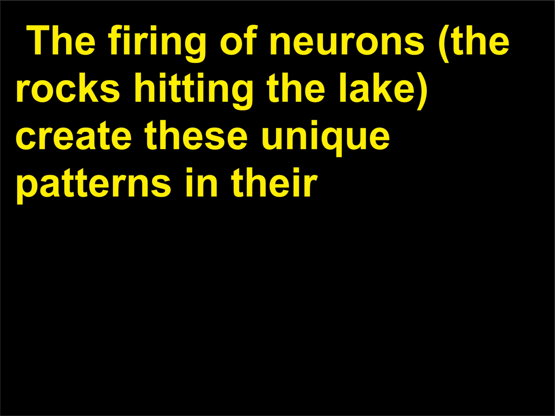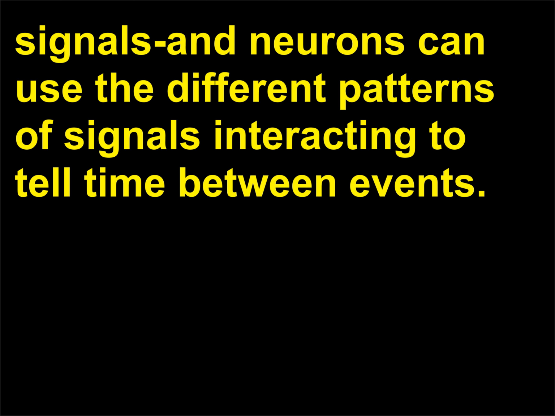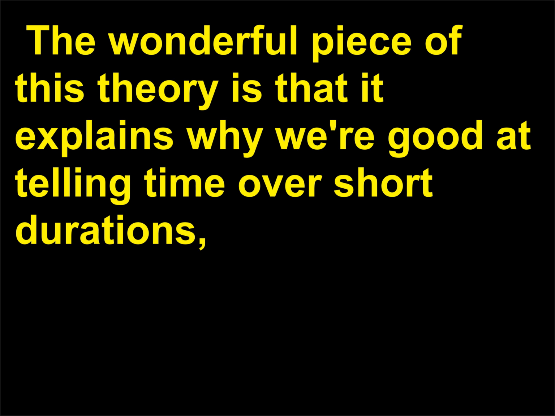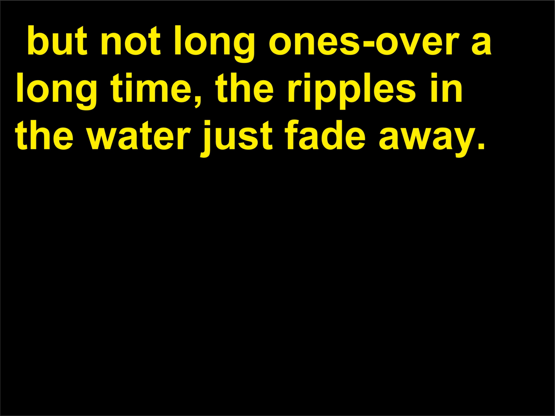The firing of neurons, the rocks hitting the lake, create these unique patterns in their signals, and neurons can use the different patterns of signals interacting to tell time between events. The wonderful piece of this theory is that it explains why we're good at telling time over short durations, but not long ones. Over a long time, the ripples in the water just fade away.